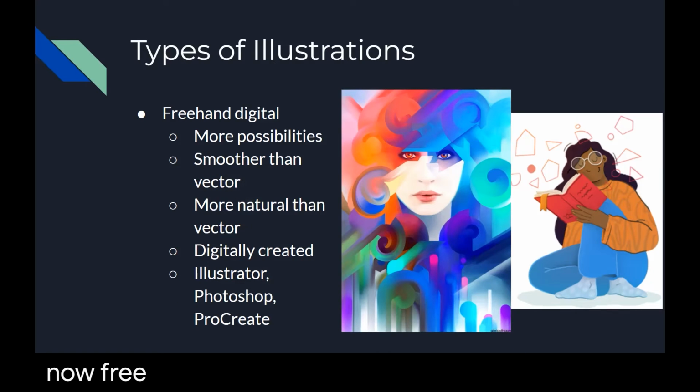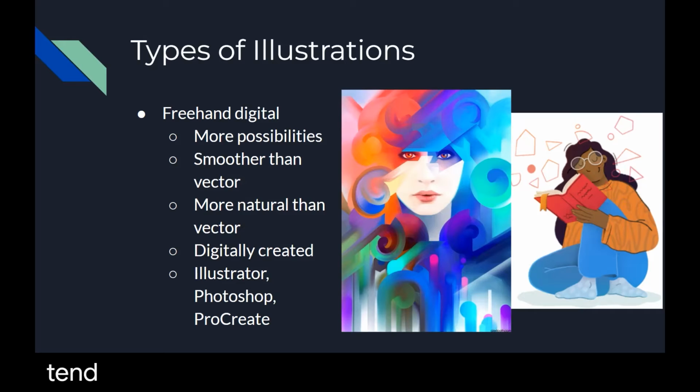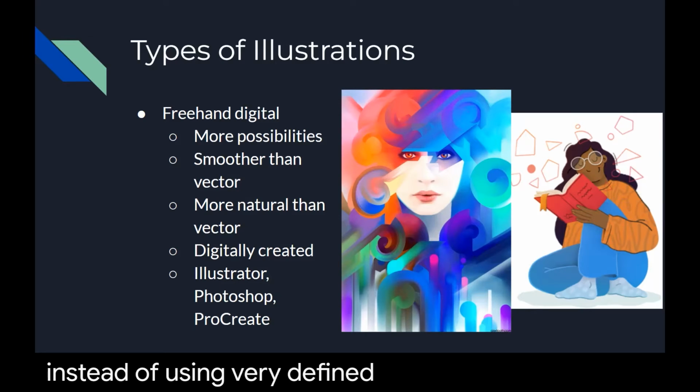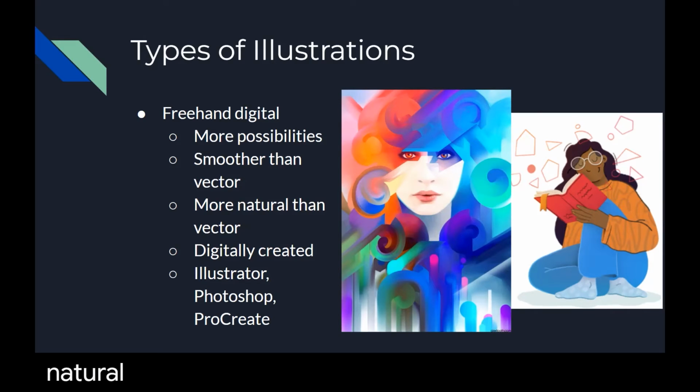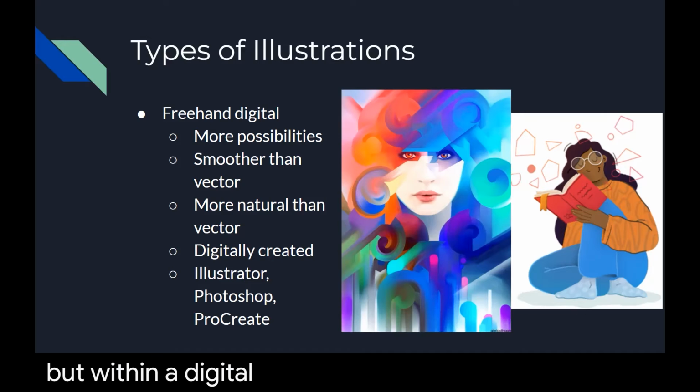Now, freehand digital allows the designer to have more possibility within the type of illustration. These tend to be a lot smoother than vectors because instead of using very defined shapes, it's going to be a lot more natural than a vector image would. And so it allows you to create the look of a hand designed illustration, but within a digital platform.